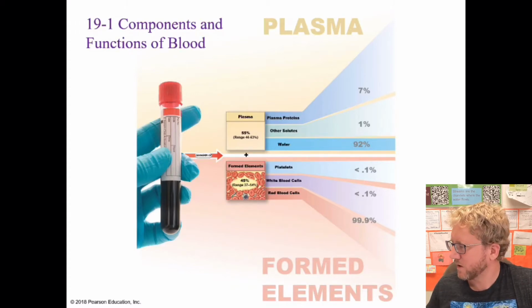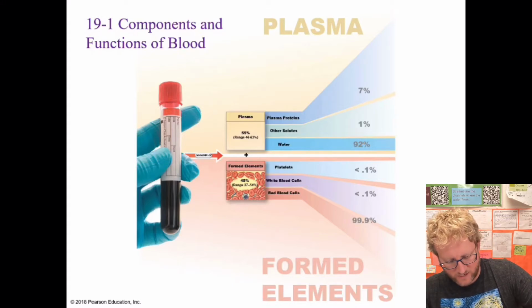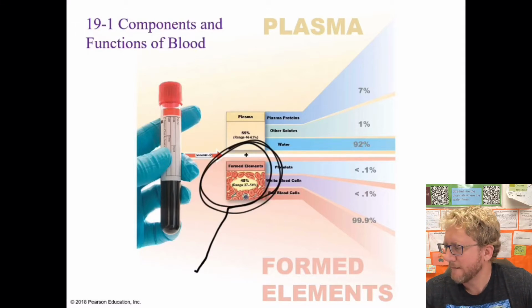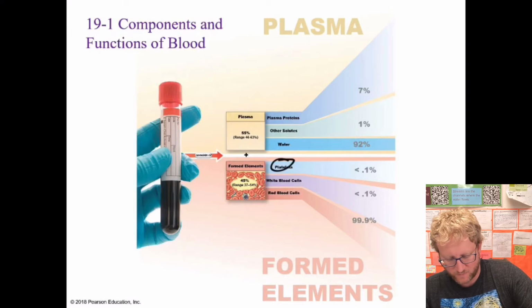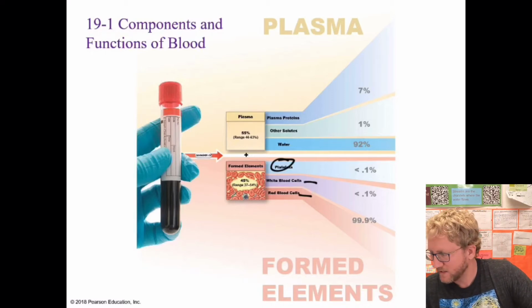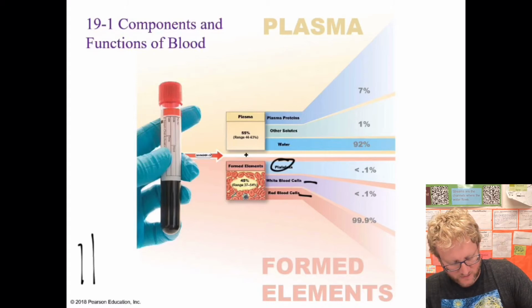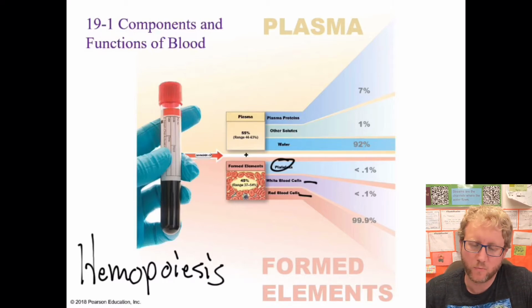Then we have our formed elements, which is the remaining part, that 45% or so, which are, like I said earlier, your platelets, your white blood cells, and your red blood cells. And the process of the formation of these formed elements is hemopoiesis. Hemopoiesis. It's blood cell formation. Red blood cell and white blood cell and platelet.